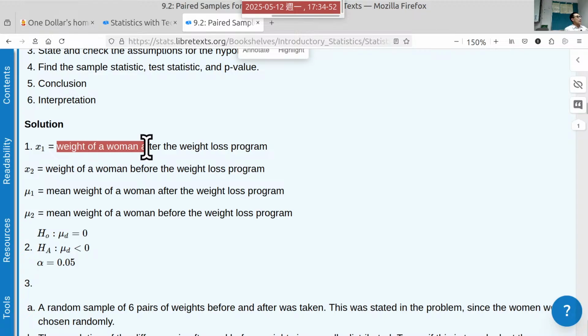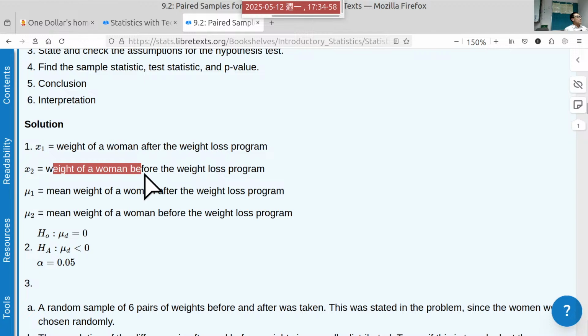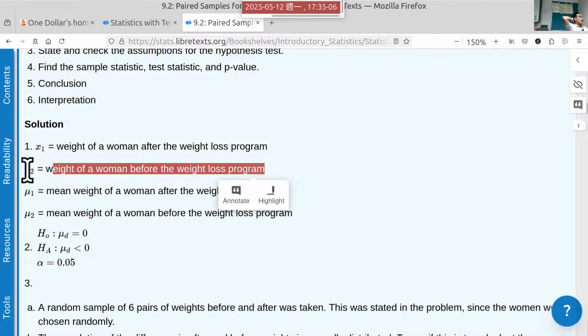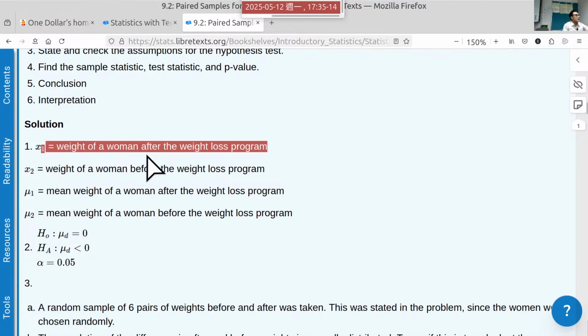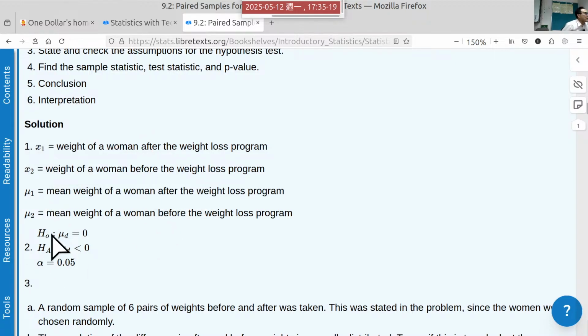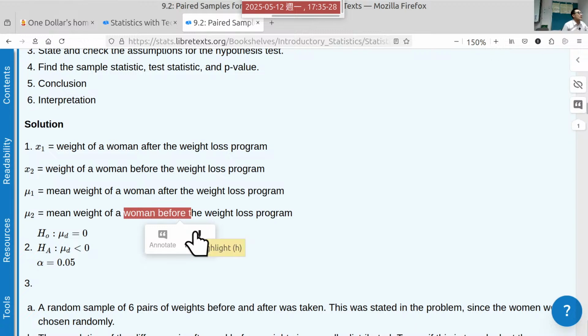X1, the weight of a woman after the weight loss program. X2, the weight of a woman before the weight loss program. According to the textbook's definition, X2 is before, X1 is after. And mu 1, the mean weight of a woman after the weight loss. Mu 2, the mean weight of a woman before.